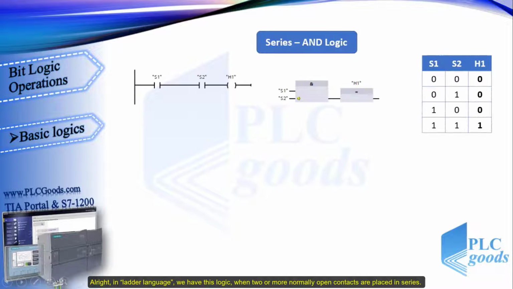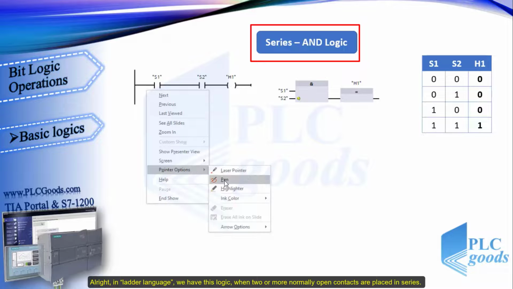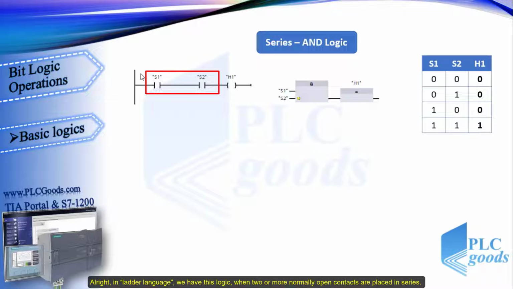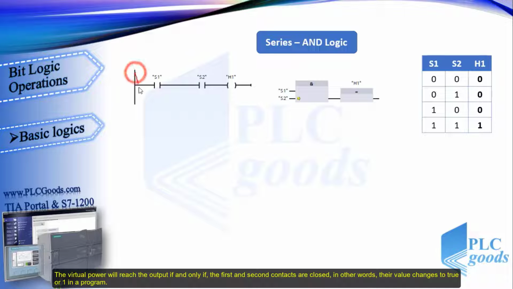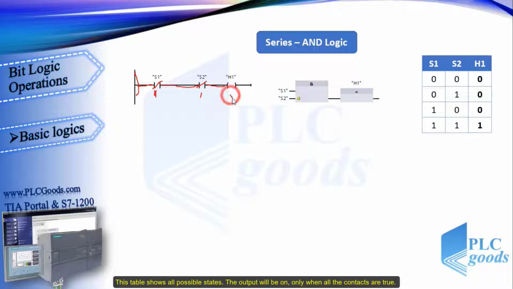Alright, in ladder language, we have this logic. When two or more normally open contacts are placed in series, the virtual power will reach the output if and only if the first and second contacts are closed. In other words, their value changes to true or 1 in a program. This table shows all possible states. The output will be on only when all the contacts are true.